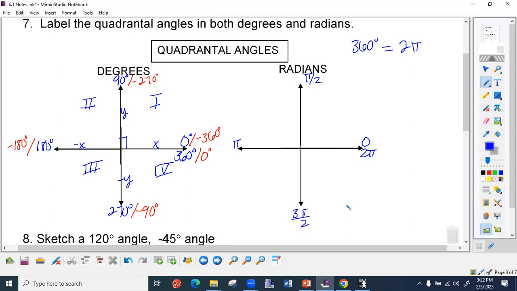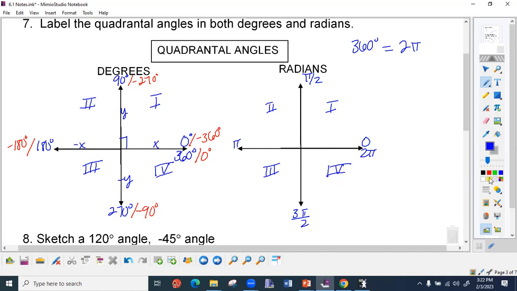Okay. So in quadrant 1, my radian value is between 0 and pi over 2. So anything between 0 and a half is going to be in quadrant 1. Anything between a half and 1 is going to be in quadrant 2. Anything between 1 and 1.5 is going to be in quadrant 3, and anything between 1.5 and 2 is going to be in quadrant 4.